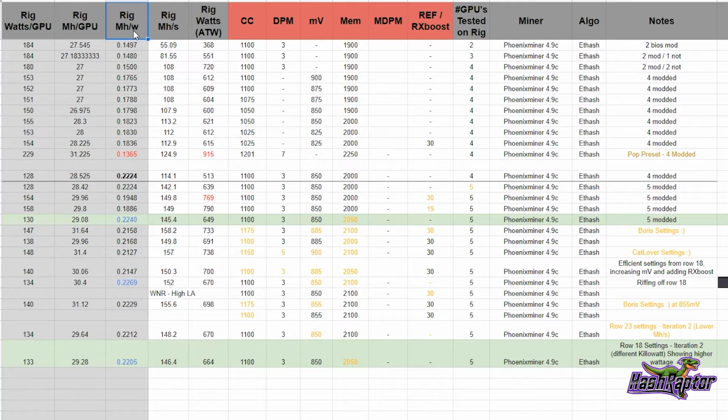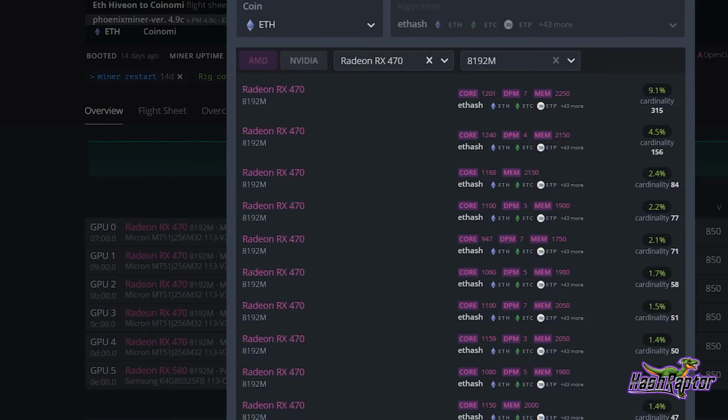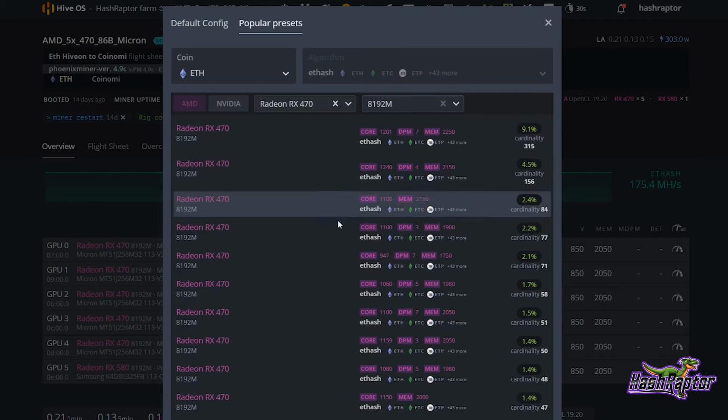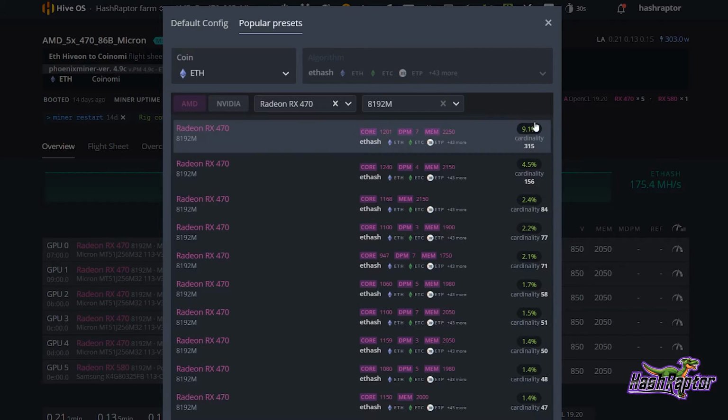Now, I started out with some recommended settings before I jumped into Discord. And I wanted to show you guys this. If I come into Hive, I kind of use this as a reference, or in this case, it was a good jumping off point. But you can come into your overclocks and you can come up to, beside your default configs, there's something called popular presets. And if you select a coin, you tell them what card you have, what memory you have, you're gonna get some recommendations and a cardinality, or basically the popularity of these presets. And for me, this is what I started with.